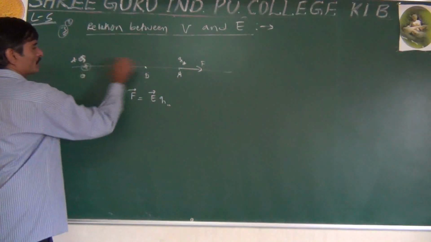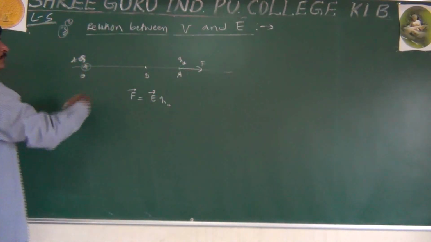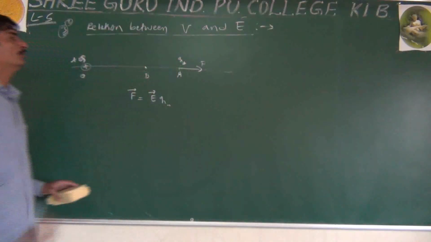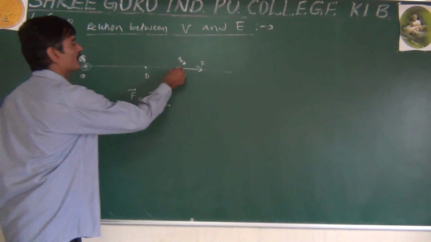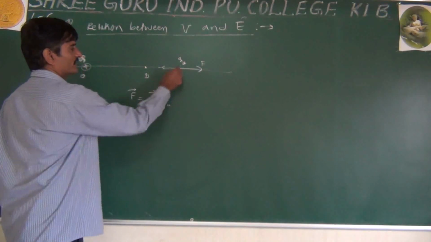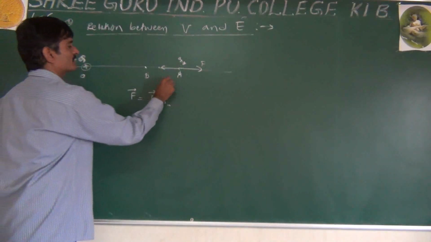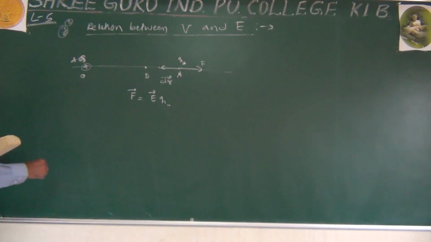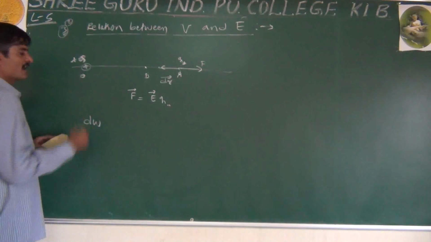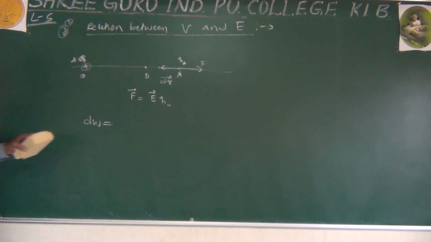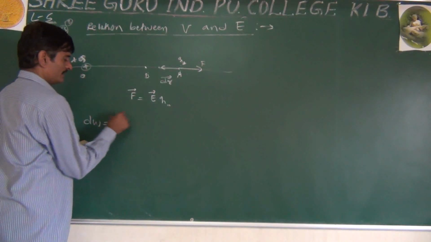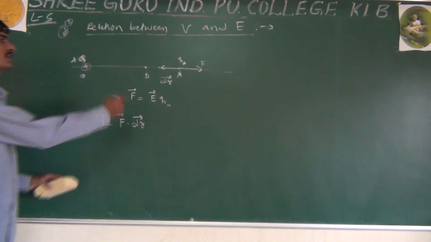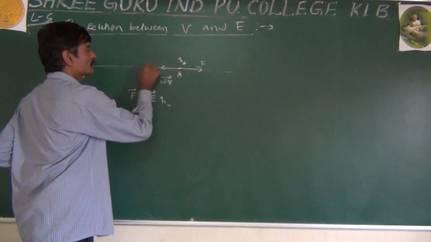So that is a repulsive force, because this test charge is also positive. Now the work done to move the test charge through a distance dr is given by dW is equal to F_e dot dr.